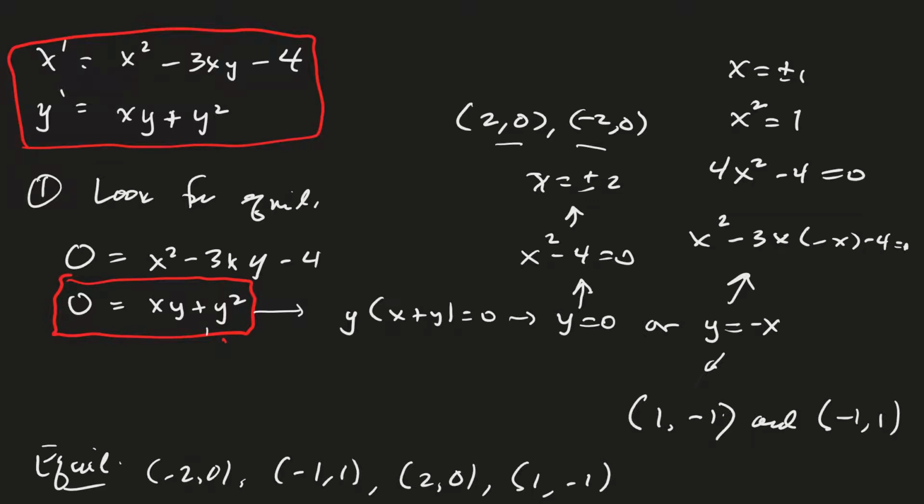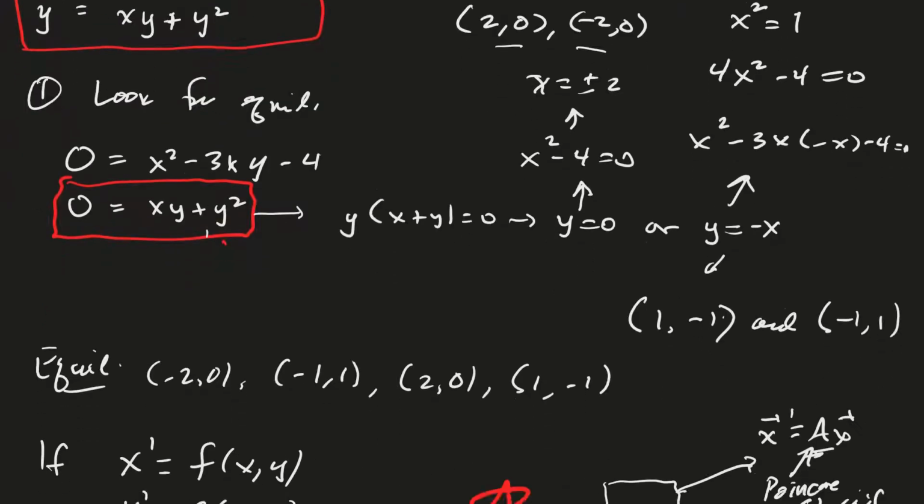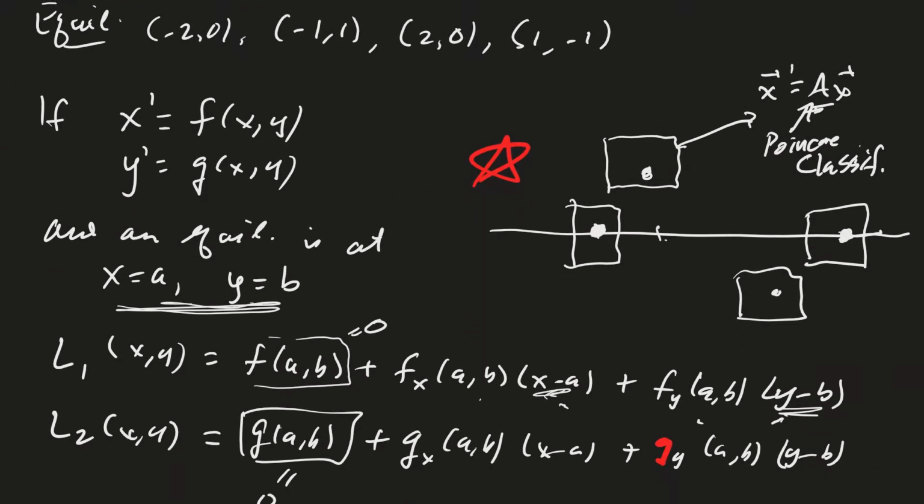Okay, so we're continuing our look at this example. We have x prime equals x squared minus 3xy minus 4, and y prime equals xy plus y squared. First thing we did was look for the equilibrium solutions, and we found the equilibrium solutions right here. So there were 4 of them: (-2, 0), (-1, 1), (1, -1), and (2, 0). Okay, and now the idea is that we want to try to linearize this differential equation around each of our equilibrium solutions.